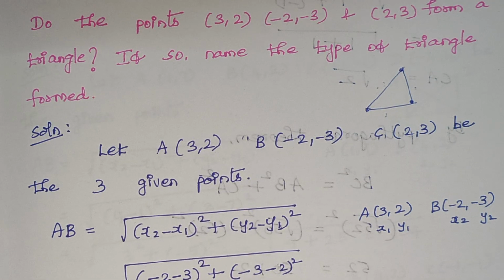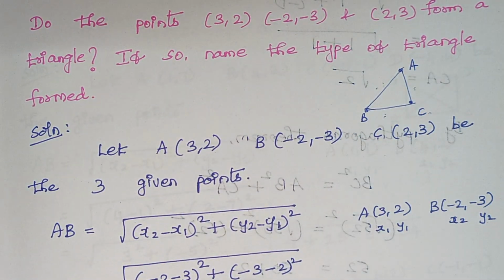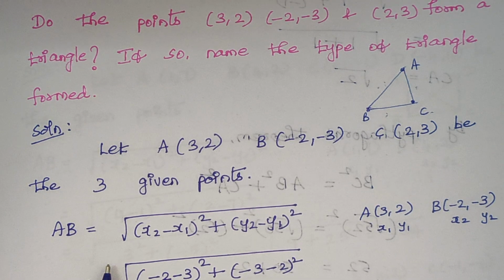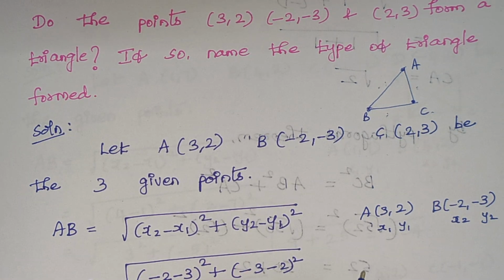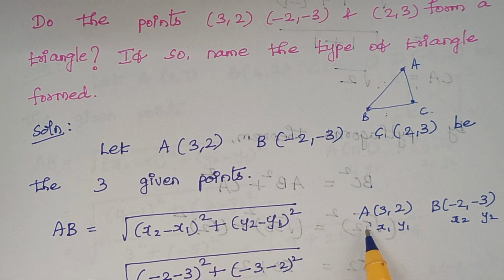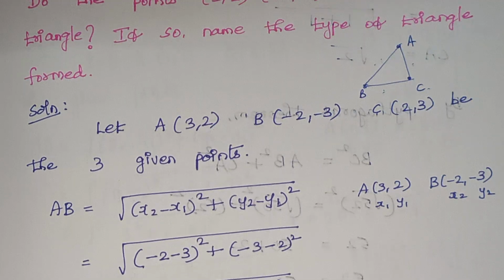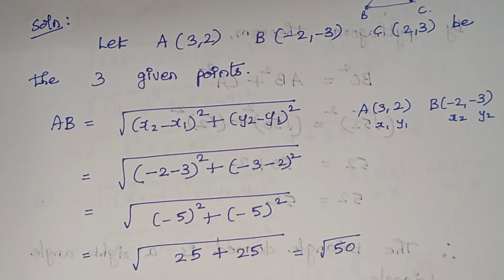Right. So first I am going to calculate the distance between A and B. Let me give the names also, A, B and C. So AB is given by the distance formula, the distance between 2 points: square root of (x2 minus x1) square plus (y2 minus y1) square. This is our A and this is our B. So give values. x1 is 3 and y1 is 2, x2 is minus 2 and y2 is minus 3. That's it. Now just substitute the values.